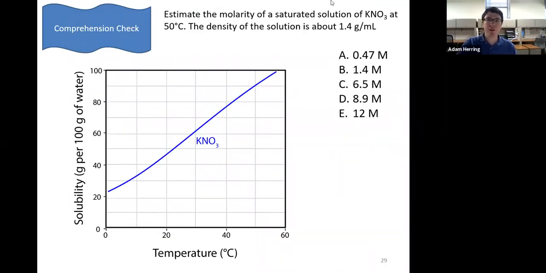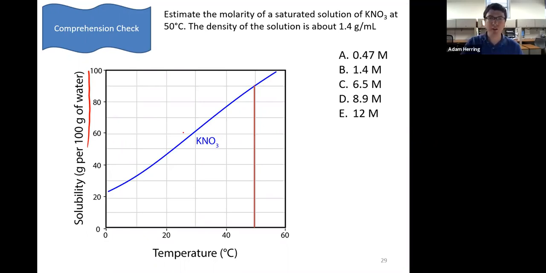Pause the video and try this one on your own. All right, for this question, we want you to estimate the molarity of a saturated solution of potassium nitrate at 50 degrees centigrade, and you're given the density. How are we going to do that? Well, we know that molarity is the moles of a substance per volume of the solution in liters. From the graph, we can tell that we have a total mass of water of 100 grams. And from the graph itself, we can determine the solubility.